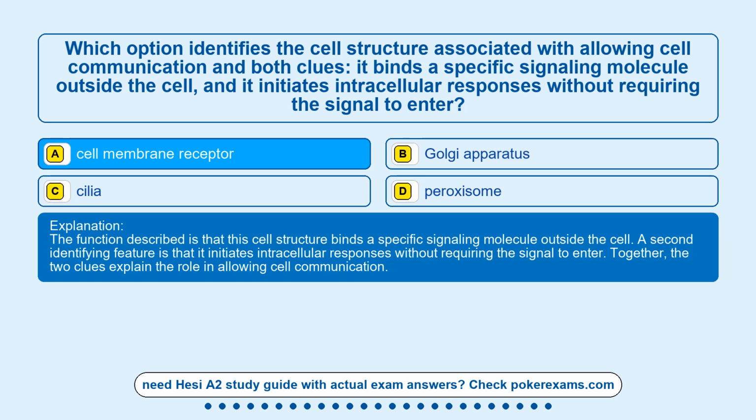The correct answer is option A, cell membrane receptor. The function described is that this cell structure binds a specific signaling molecule outside the cell. A second identifying feature is that it initiates intracellular responses without requiring the signal to enter. Together, the two clues explain the role in allowing cell communication.